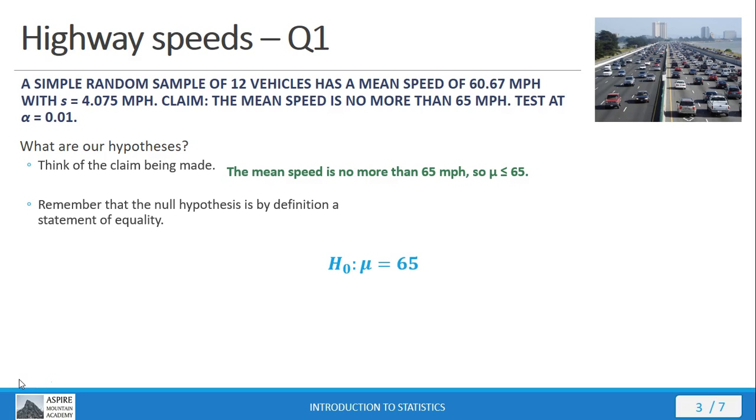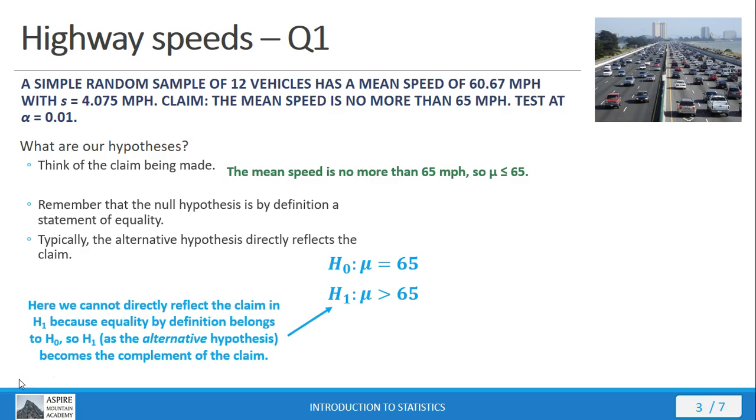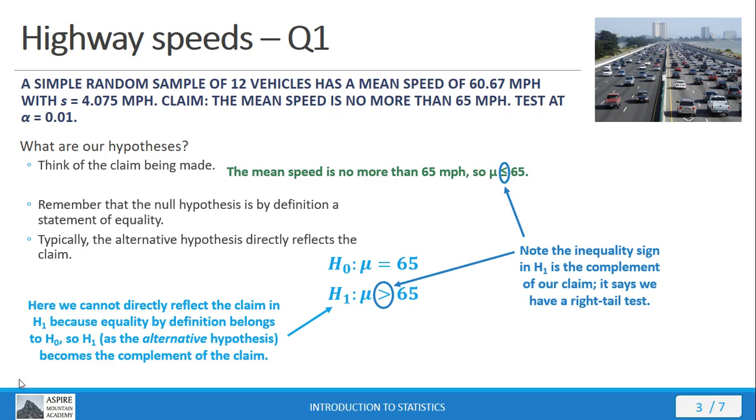And then the alternative hypothesis, typically we just take the claim and adopt it as our alternative hypothesis. But notice here in this instance, we have a semblance of equality there with the claim. So therefore, we cannot adopt it as our alternative hypothesis. We have to take the complement. So the complement of being less than or equal to is being greater than. There's our alternative hypothesis. So yes, we're going to have a mismatch with our claim, but that's okay. We look at that inequality sign in our alternative hypothesis, and it says we have a one-tailed test on the right.